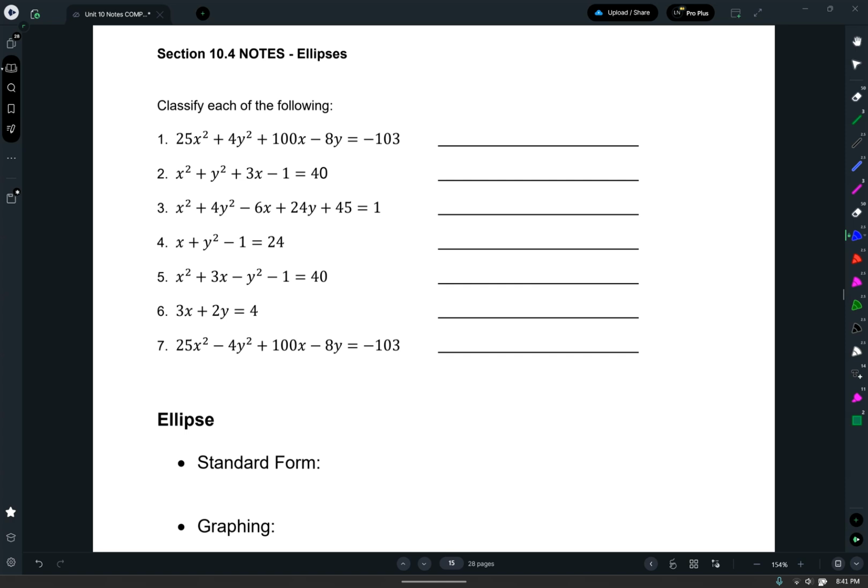So again, think about whether there's one square or two squares, or I guess no squares. And then think about if you can tell if it's a parabola, circle, ellipse, or hyperbola. So again, pause the video, try it, just see if you're really getting it down.